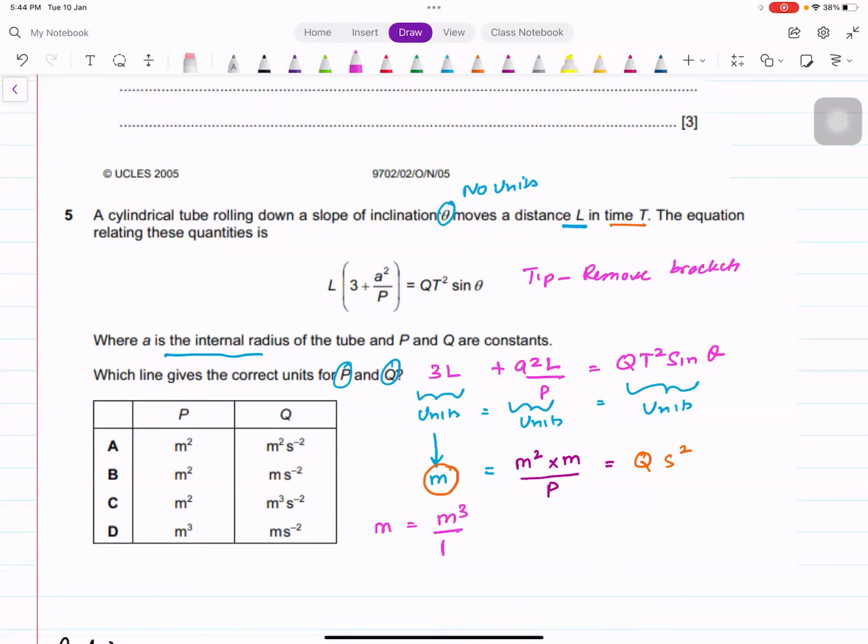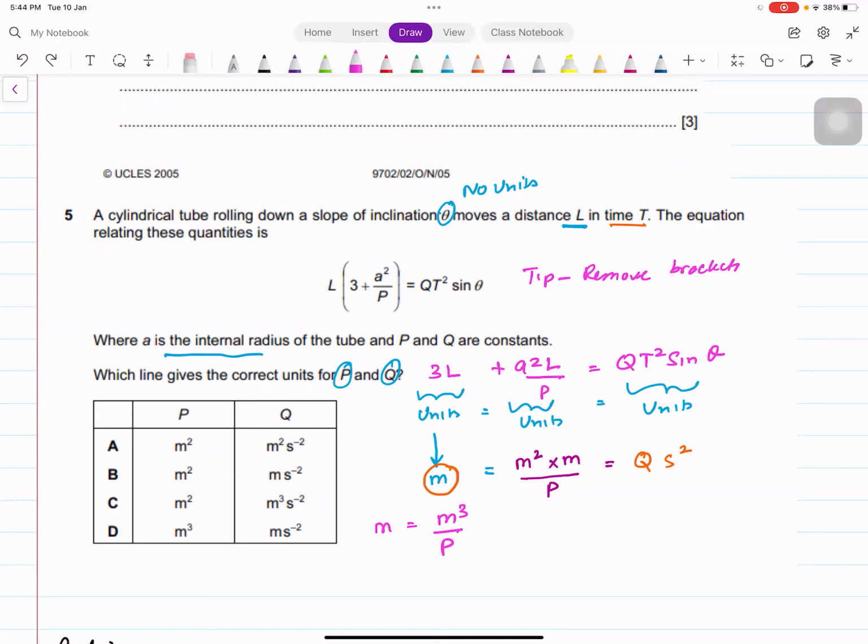Sir, I want it to be plus 3L plus A square L over P. Units cannot be added. Units stay the same. What I'm saying is the units in this term and this term, they're equal. Do you understand? In a homogeneous equation, each term will have the same units. Yes, sir. So I'm putting units equal. I'm not putting the values equal. Do you understand?